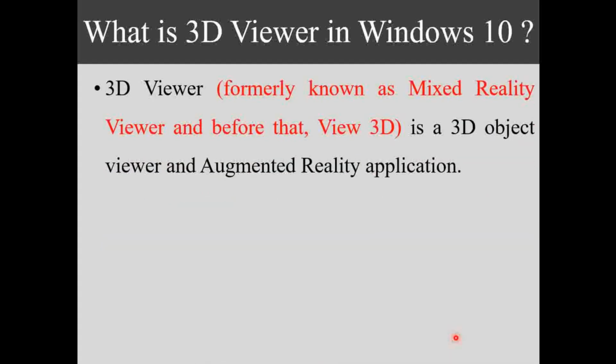The first question, what is 3D Viewer in Windows 10? Okay. So 3D Viewer, which was already known as Mixed Reality Viewer, or before that it was known as View 3D, is a 3D object viewer and augmented reality application. So in this slide, the new word, that is augmented reality application, is there. In the upcoming slides we are discussing that. We are going to understand in detail what is the meaning of AR.